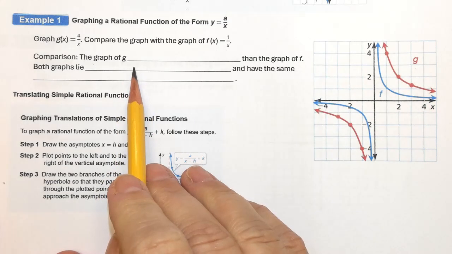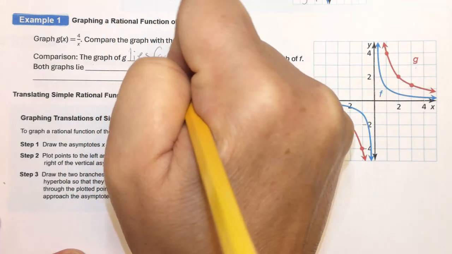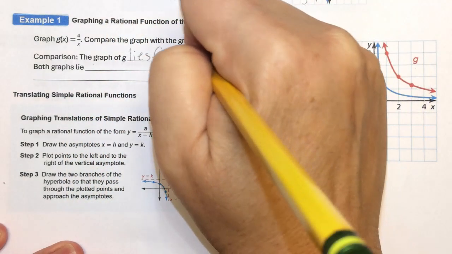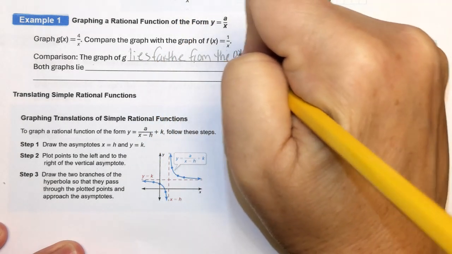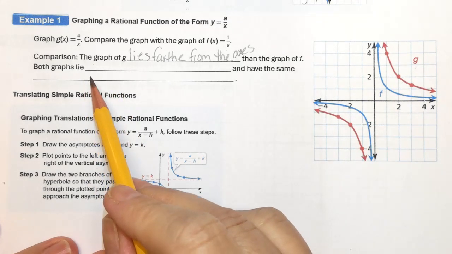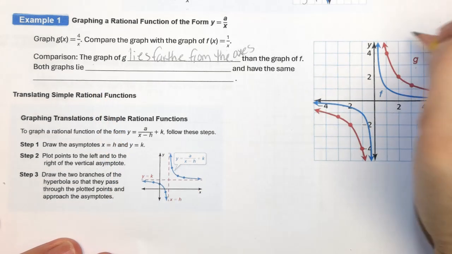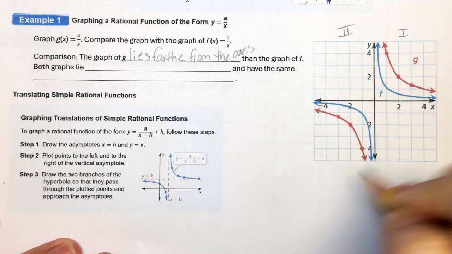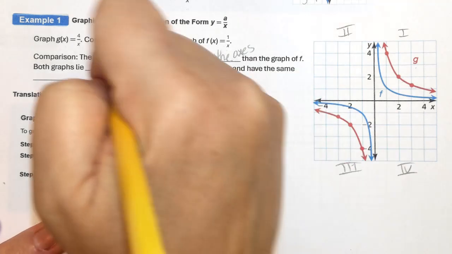So the graph of g lies farther from the axis than the graph of f. So just saying g is a little further away. Both graphs lie in the first and third quadrants, so they didn't change quadrants. Remember, this is your first, second, third, and fourth quadrants. So they both lie in the first and third quadrants.